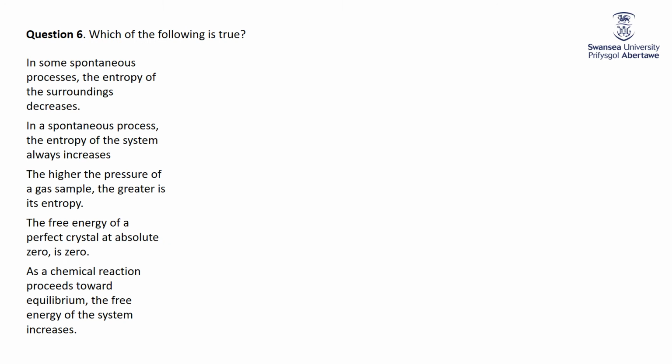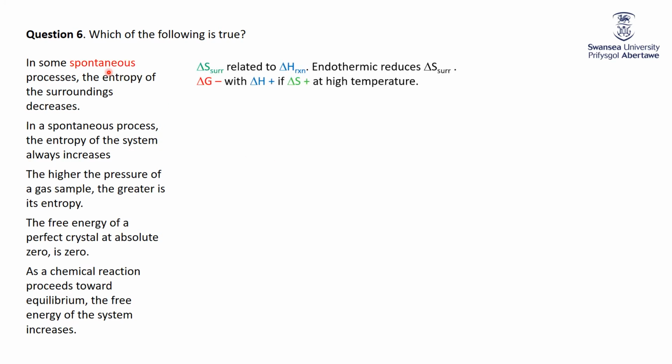So question 6, which of the following is true? In some spontaneous processes, the entropy of the surroundings decreases. Well, absolutely. If spontaneous, you're just talking about delta G altogether. Delta G is associated with delta H and with delta S of the reaction. Now the entropy of the surroundings is just associated with the delta H of the reaction, right? If you've got an endothermic delta H, well then it's going to reduce the delta S of the surroundings, because the reaction is taking heat energy from the surroundings, thus decreasing the temperature of the surroundings. And if we decrease the temperature of the surroundings, the entropy of the surroundings decreases.